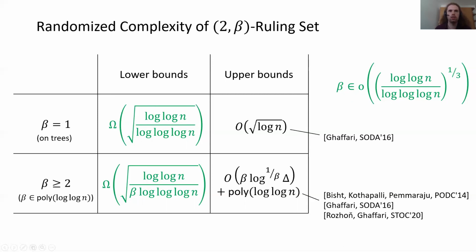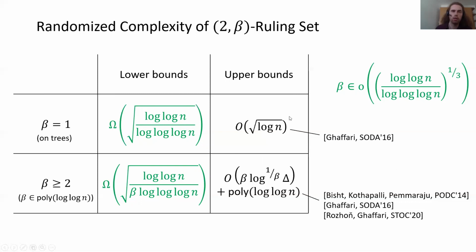Let me just say that if beta is 1 or constant, then this expression is polylogarithmic in n. And if we increase beta, then the bound becomes better and better until it becomes polylog log n for some beta in polylog log n itself. So for small beta, our polylog log n lower bound is still exponentially far away from the polylog n upper bound that is given by these works.